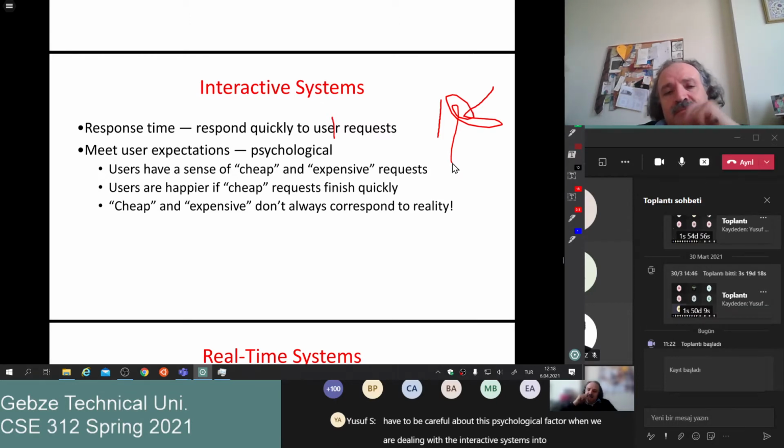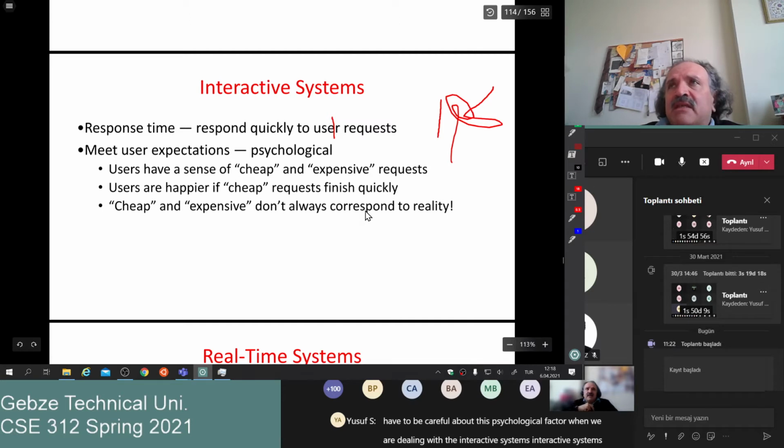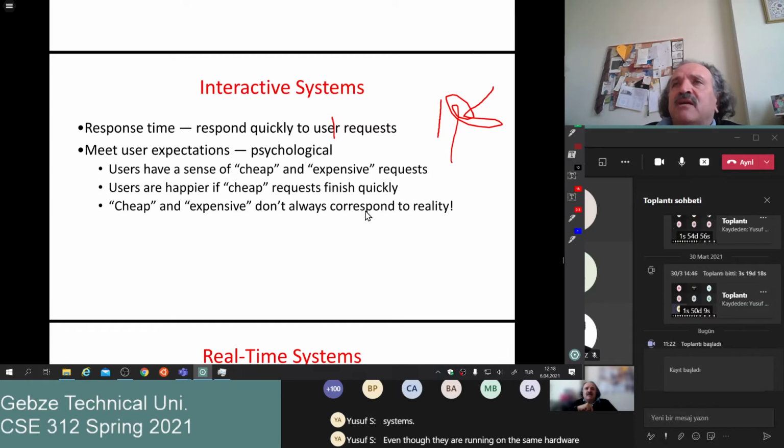Interactive systems, okay, the systems, the user interfaces that understand the human psychology are more successful systems. Even though they are running on the same hardware, they are carefully designed, so humans tolerate those kinds of behavior.